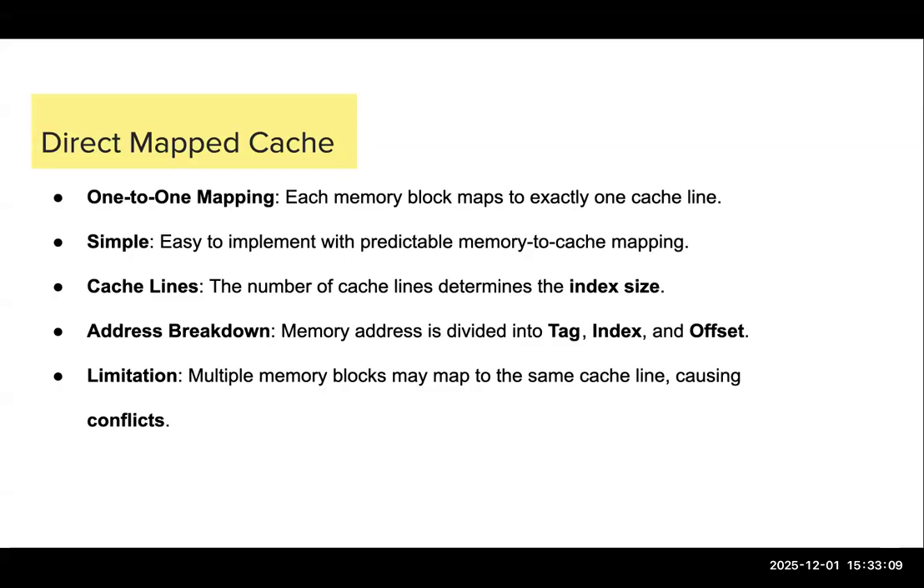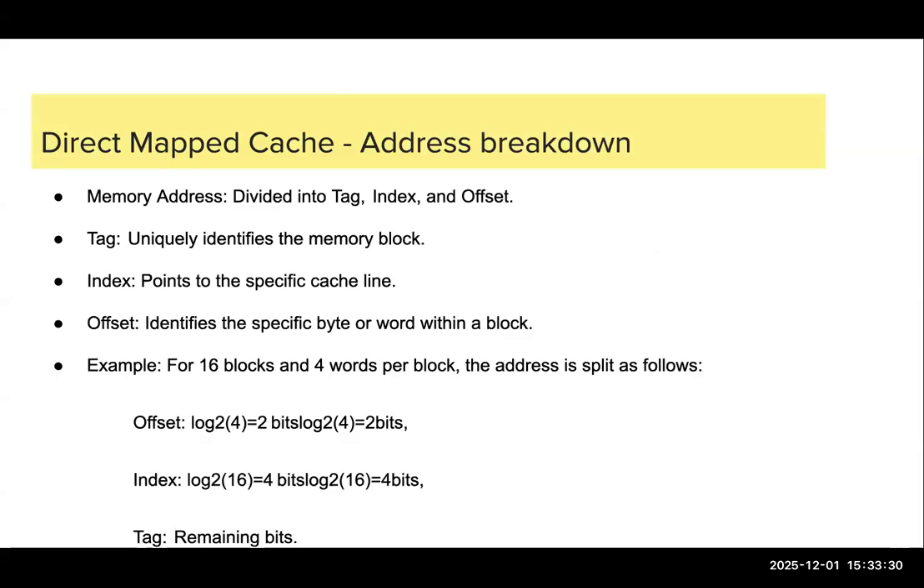And address breakdown. A memory address is divided into tag, index, and offset. Each field serves a specific purpose in locating data, but the limitation is that multiple memory blocks may map to the same cache line, causing conflicts. This is the main drawback that direct mapped cache has.